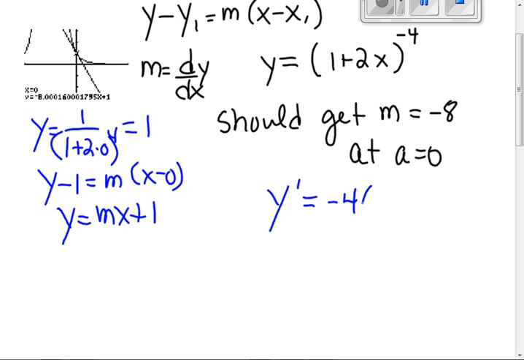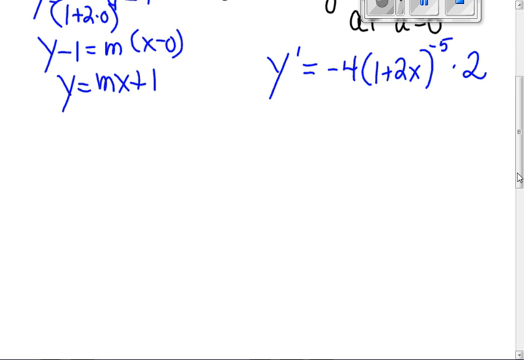Negative 4. Remember the chain rule. 1 plus 2x to the what? It goes down. Negative 5. Because I didn't want to use the quotient rule. I prefer the chain rule. Times, and then the derivative of the inside function is 2. Remember, it's times. Then you're going to evaluate that at x equals 0. So it's negative 4.